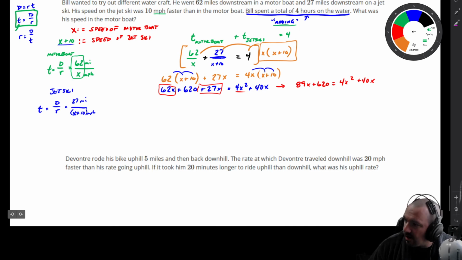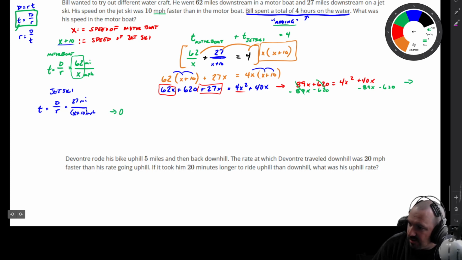All right, so now I'm going to subtract 89x from both sides. And then at the same time, I'm going to subtract off 620 from both sides. If you're not comfortable with that, take 2 steps to do it. But this is going to be 0, this is going to be 0, leaving me with, if I bring down my arrows, 0 is equal to, and then this is going to be 4x squared minus 49x minus 620.